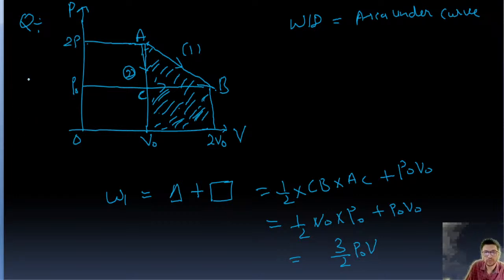Next question. If we have been given this type of PV graph and we need to find the work done by different paths, we can easily get it, guys. Okay, next question.